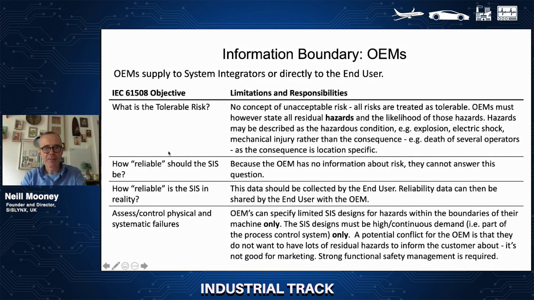In terms of the reliability, again, the OEM has no information about risk. The SIS, in terms of the operational reliability, is again collected by the end user and shared further back to the OEM once it's installed. An assessment and control of physical and systematic failures: OEMs can specify limited SIS designs for hazards within the boundary of their machine only. The SIS designs must be high continuous demand, i.e. part of the process control system only, and they should have strong functional safety management.